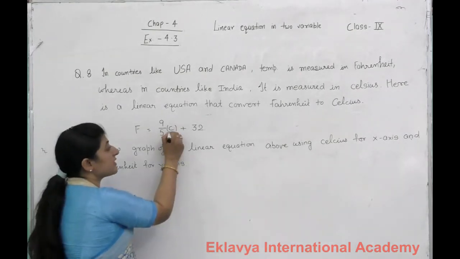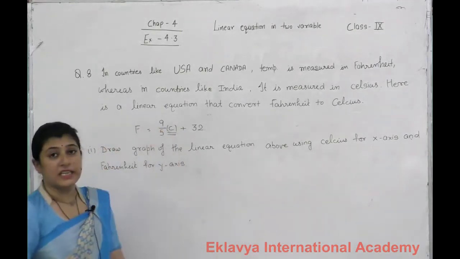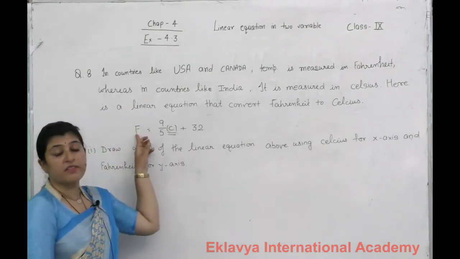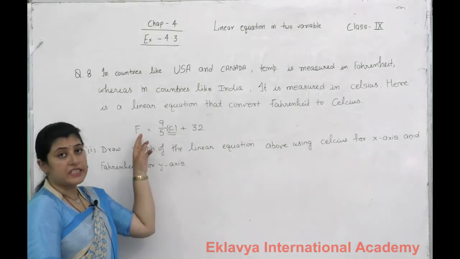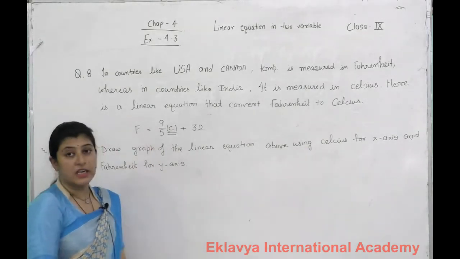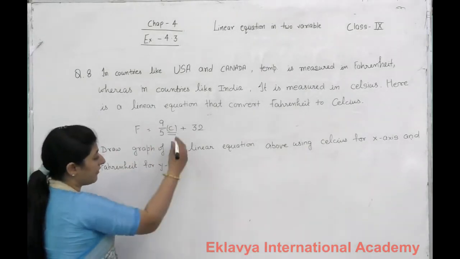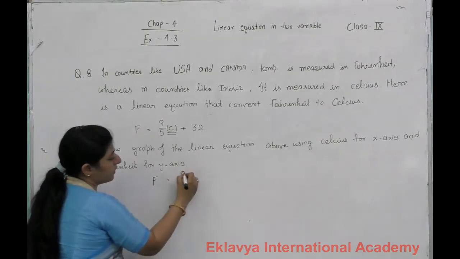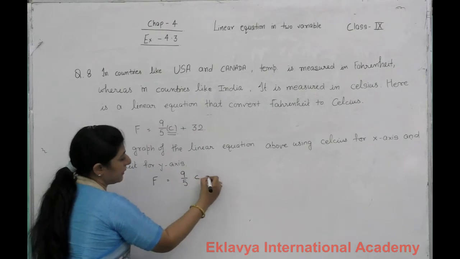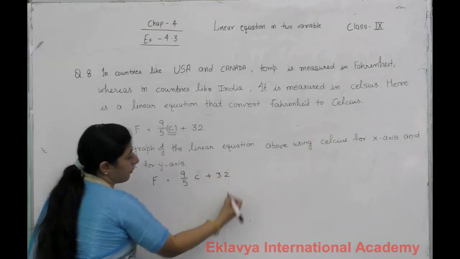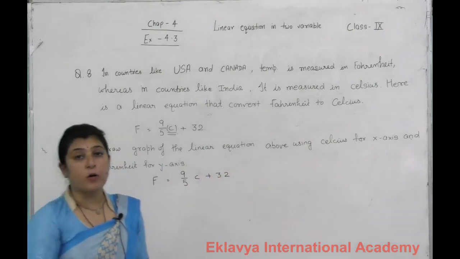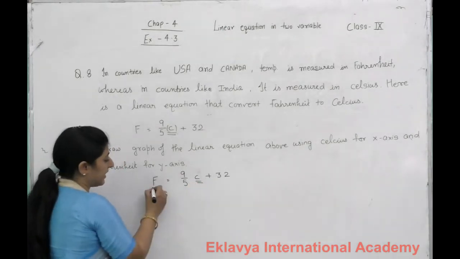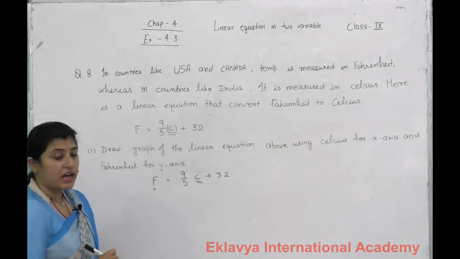It means this value of C we will represent on the x-axis, and the corresponding value of Fahrenheit we represent on the y-axis. Now we start our graph. For the solution, it is given to you F is equal to 9 by 5 C plus 32. Same process. How to find the solution? Put the values of C, then find the value of F.